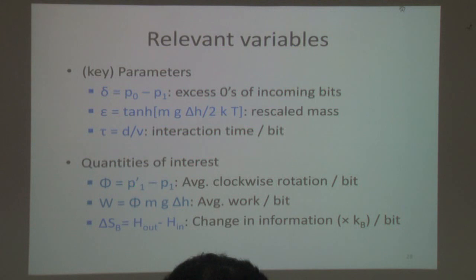First, the average rotation per bit. How many times does the daemon rotate in the clockwise direction per bit? Once we know that, we denote it by phi. Once we know phi, we can calculate the rate of work done. It is simply proportional to the rotation rate. And finally, we can also calculate the change in information using the formula I will show in the next slide.